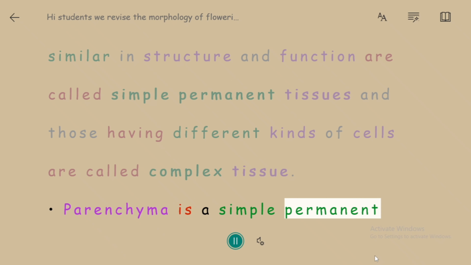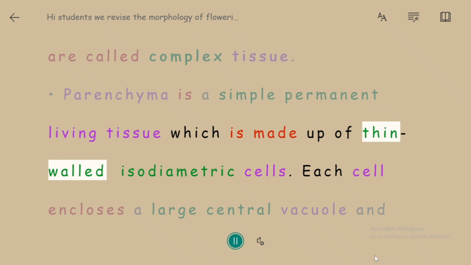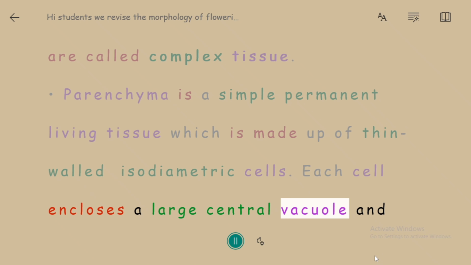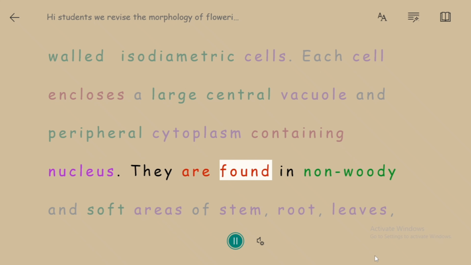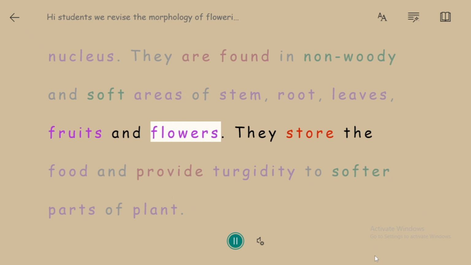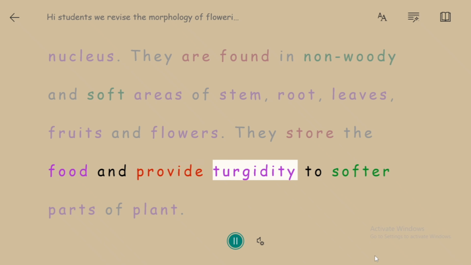Parenchyma is a simple permanent living tissue which is made up of thin-walled isodiametric cells. Each cell encloses a large central vacuole and peripheral cytoplasm containing the nucleus. They are found in non-woody and soft areas of stem, root, leaves, fruits and flowers. They store food and provide turgidity to softer parts of the plant.